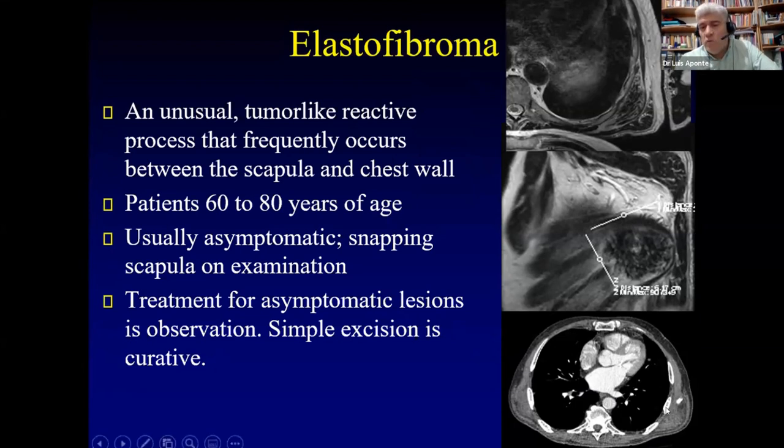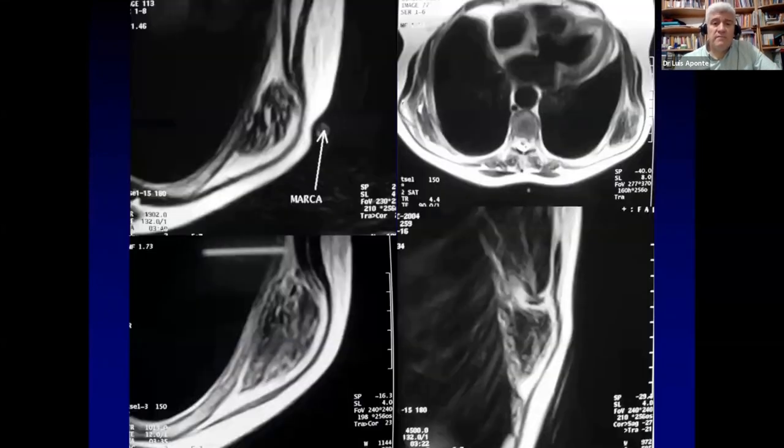You can see here we control with CT scans, and it's bilateral. You can see the other one, but it's very common in the clinic. Here you can see the lesion, a big one and here a small one. It's always under the scapula, so that's the snapping.